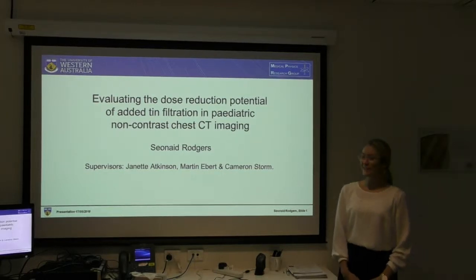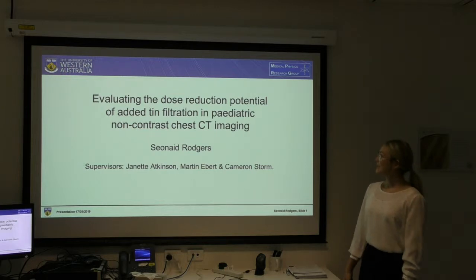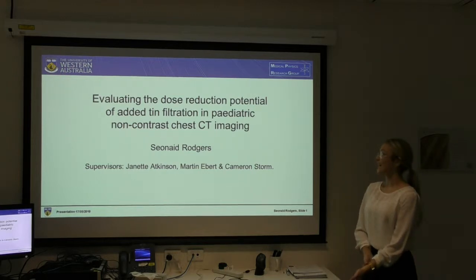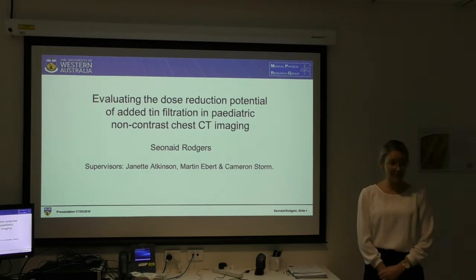Good morning, my name is Seonaid Rodgers, and today I'll be introducing my project, evaluating the dose reduction potential for added tin filtration in paediatric non-contrast chest CT imaging.